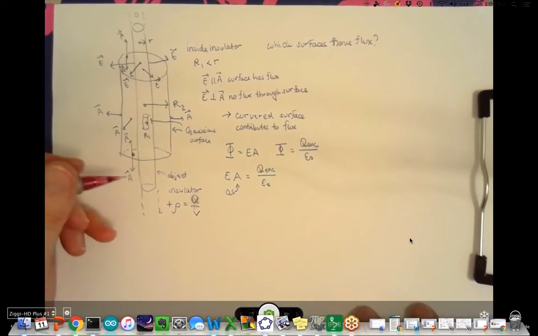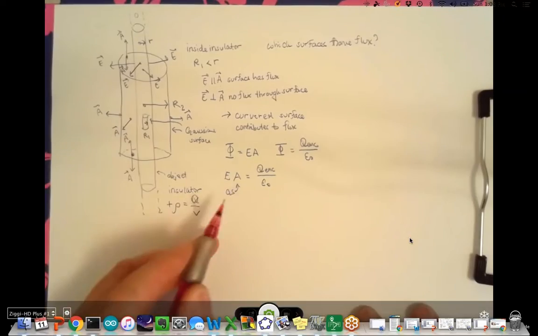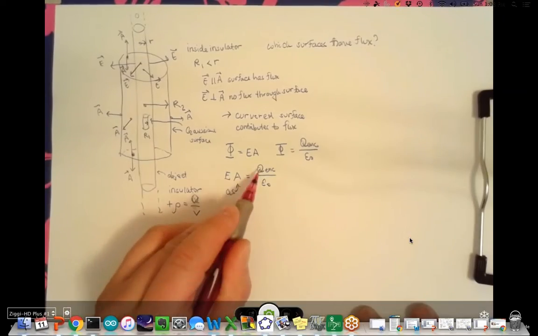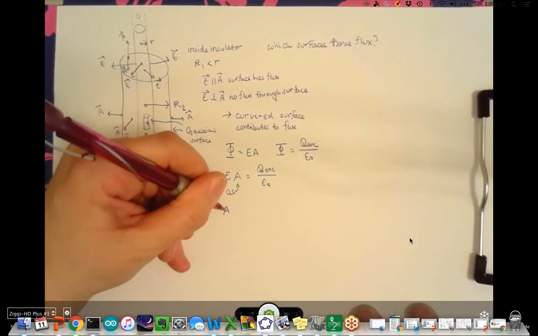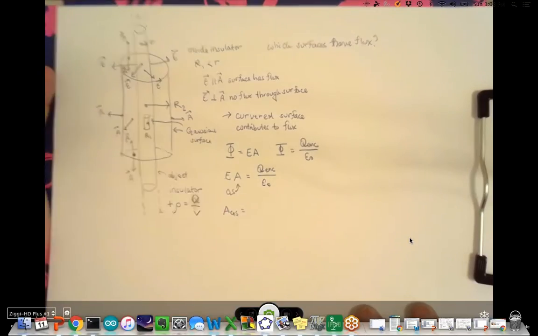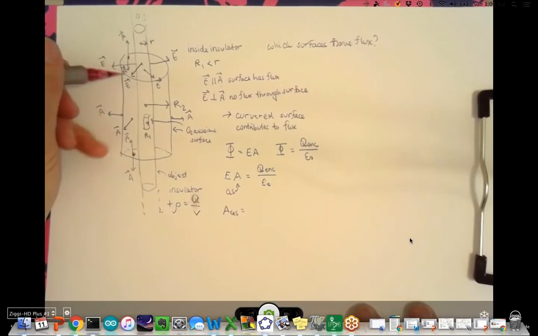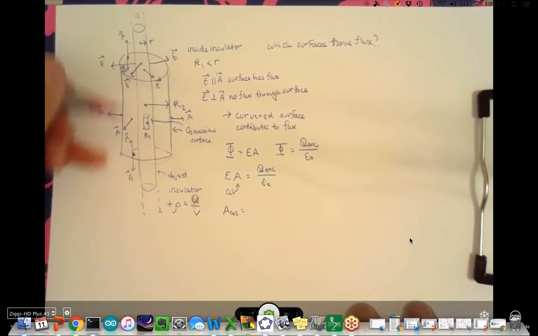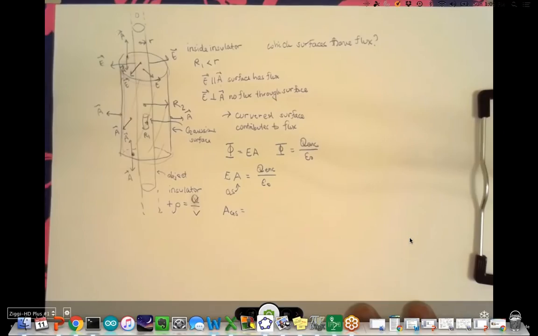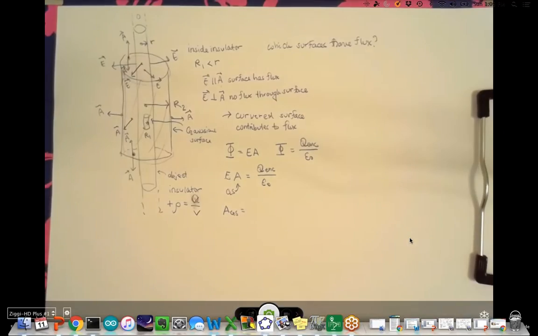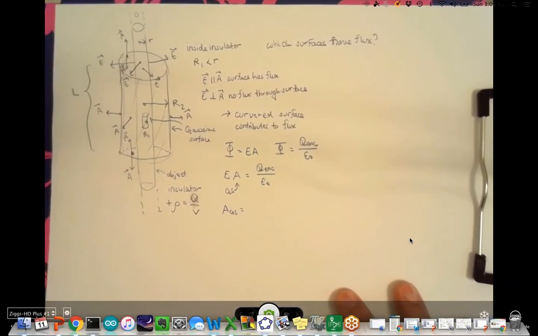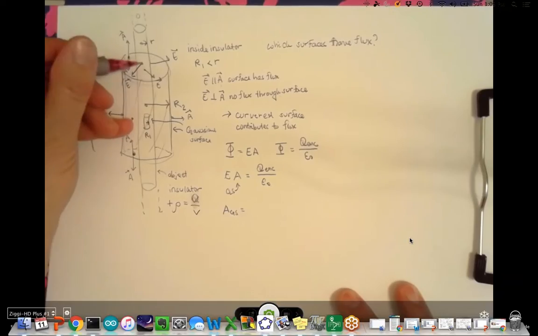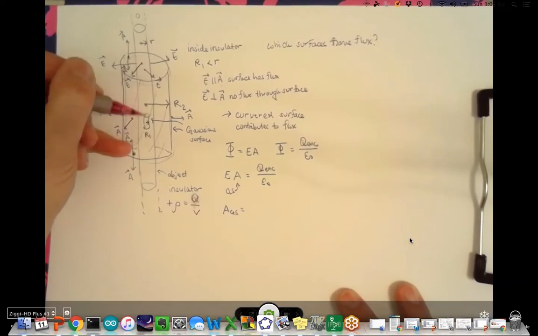Okay, so we've got the electric field times the area of the Gaussian surface is equal to the enclosed charge divided by a constant. The area of the Gaussian surface, okay, this is the area of this curved surface out here that has flux going through it. All right, so the area of that is going to be equal to the circumference times the length. So let's call this L over here. And the circumference is 2 pi times the radius.